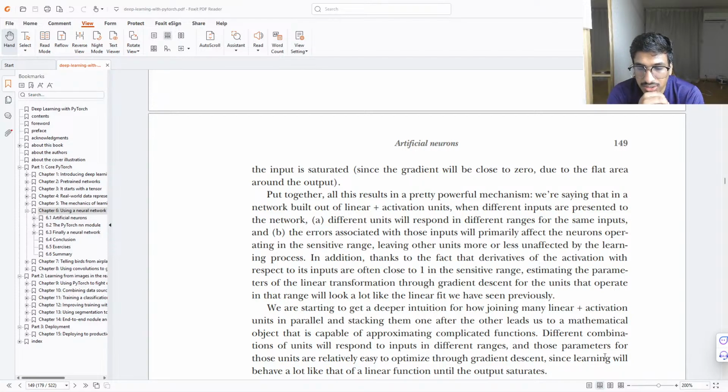In addition, thanks to the fact that derivatives of the activations with respect to their inputs are often close to 1 in the sensitive range, estimating the parameters of the linear transformation through gradient descent for the unit that operates in that range will look a lot like the linear fit we have seen previously.